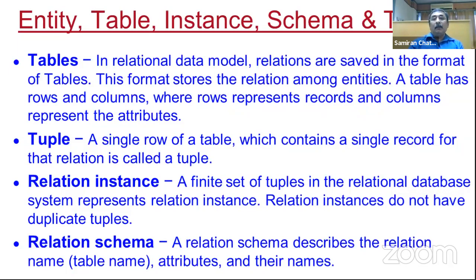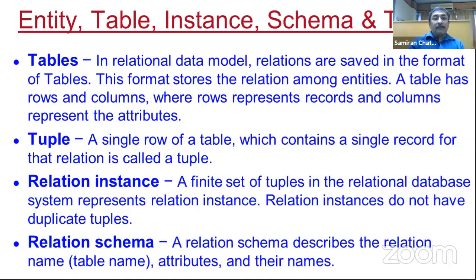If you look at it, rows represent records and columns represent attributes. So for example, if it is a student table, the columns may be student name, student roll number, student's address, student's registration number, while every row would be these details for a particular student.